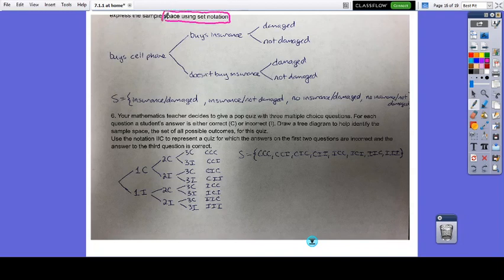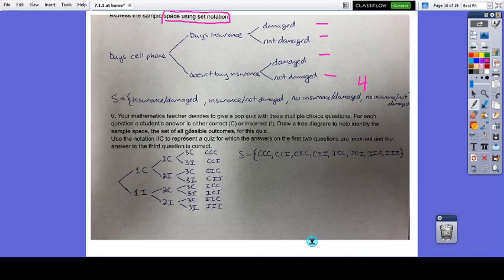Our set notation is this: S equal to curly brackets, and then notice, I kind of abbreviated, you're more than welcome to do this too: insurance and damaged, insurance and not damaged, and so on and so forth from there. There are 4 things in our sample space here. And that's what our tree diagram shows, because there are 4 branches at the end of this tree diagram. There's 4 things in your sample space.